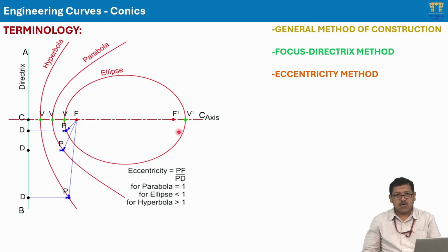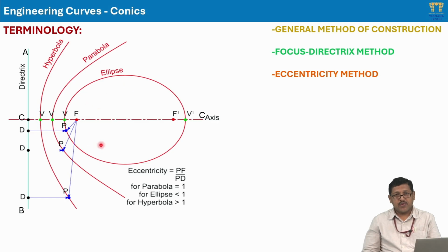Since ellipse is a closed curve, we get two vertices. So for ellipse, everything will be 2 in number. It will have 2 vertices. Similarly, we have a focus, a fixed point. So for ellipse, we will have 2 focus points, which we call foci. So F and F dash are the foci, and V and V dash are the vertices of the ellipse curve. Whereas for the parabola and hyperbola, we will have a single vertex and a single focus.